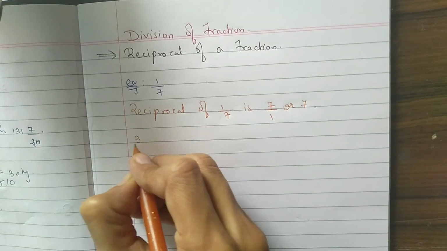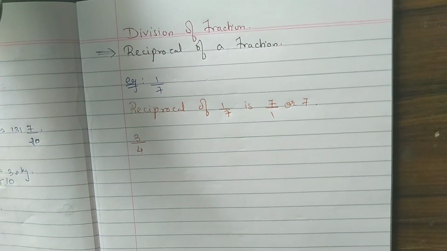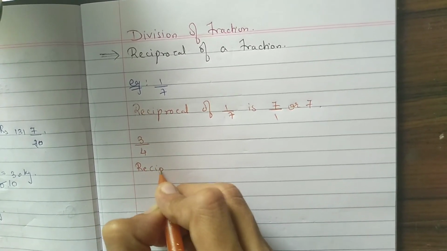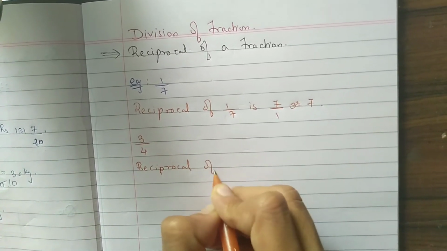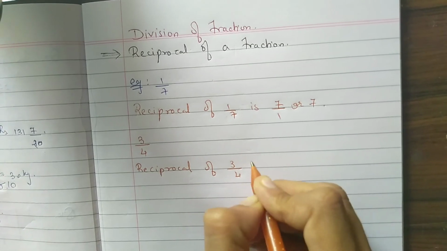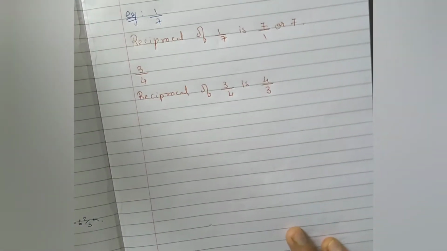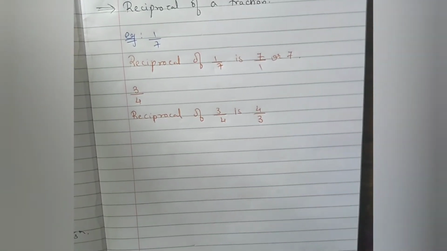Another example I will take: if it is 3 upon 4, how to write the reciprocal? The reciprocal of 3 upon 4 is 4 upon 3. Understood the reciprocal? Now we will see division of fraction.